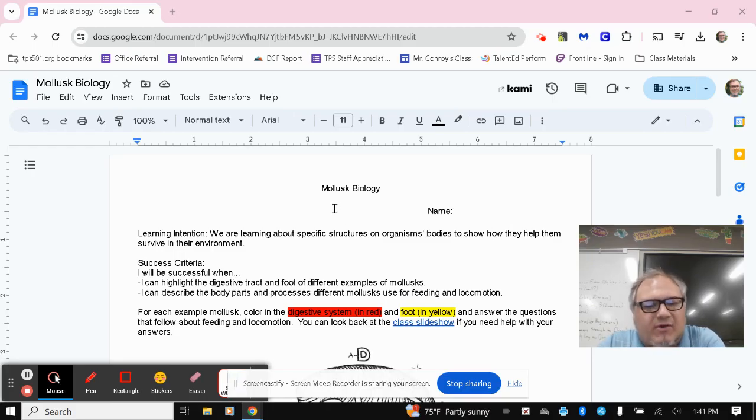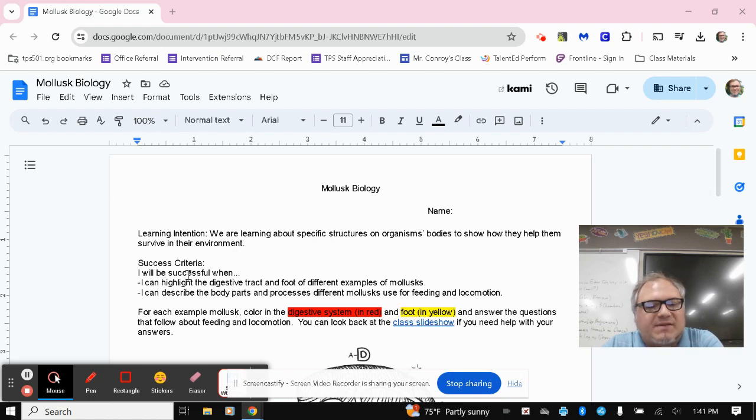Hi, I just wanted to go over the mollusk biology assignment here. Again, this one should be pretty straightforward. Learning intention: we're learning about specific structures on organisms' bodies to show how they help them survive in their environment. So, again, we're looking at form and function. How does a specific shape on a specific type of mollusk help them out?